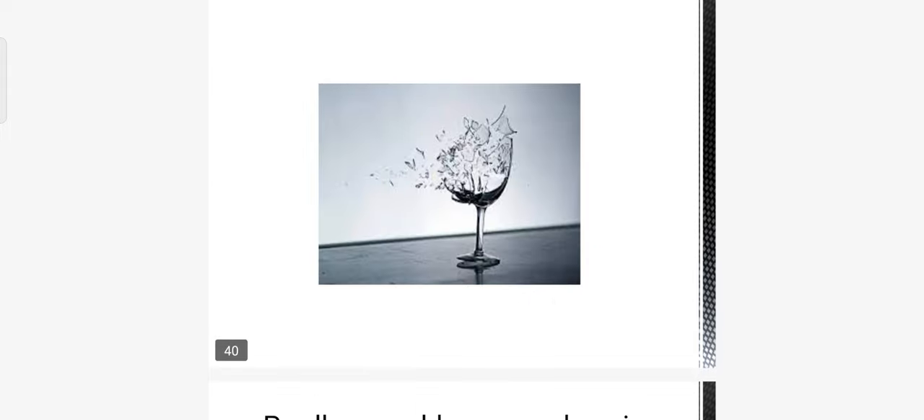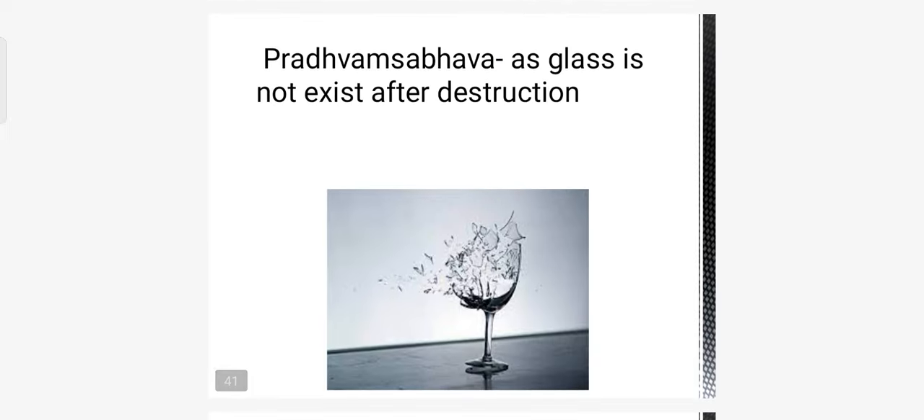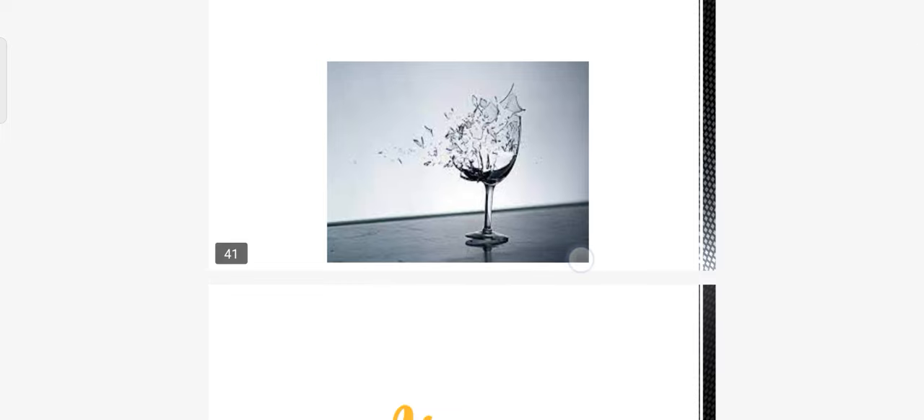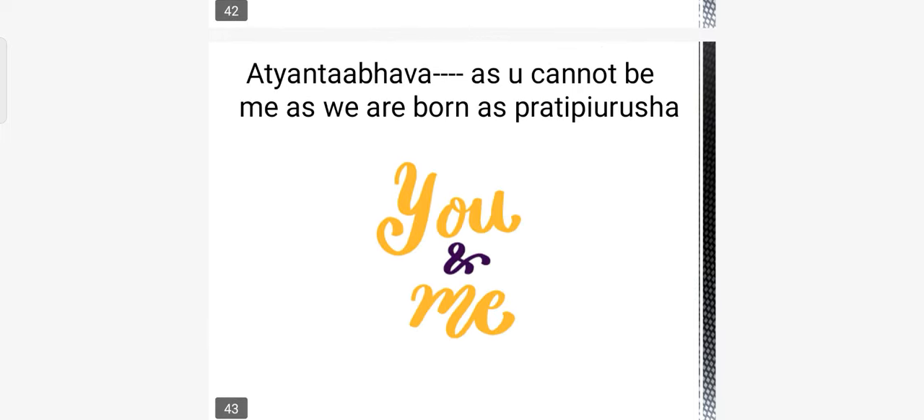So moving on to the next, the destruction of the glass. That can be taken as a Pradvamsa Bhava, as the glass does not exist after the destruction. So you and me, it can be called an example of an Atyanta Bhava, as you cannot be me and I cannot be you, because it is going to be an Atyanta Bhava. We both are not the same. We are very much different.